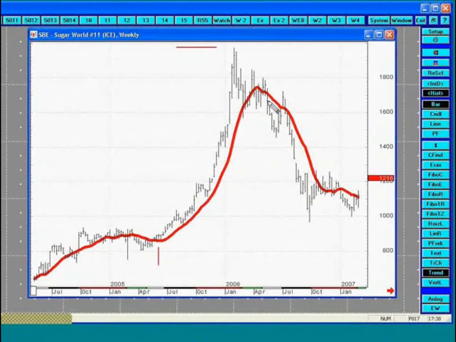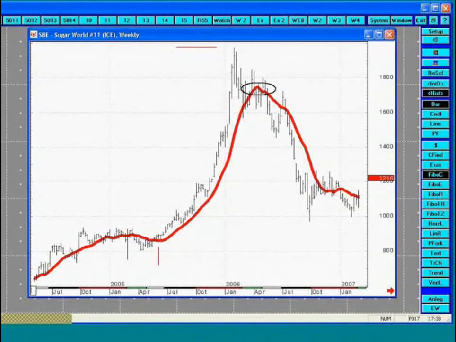But again, this is the problem with moving averages, is that when the market is not trending, that's when you get a lot of whipsaws in the market. And again, toward the end of the presentation, I'll show you my solution in trying to overcome that.